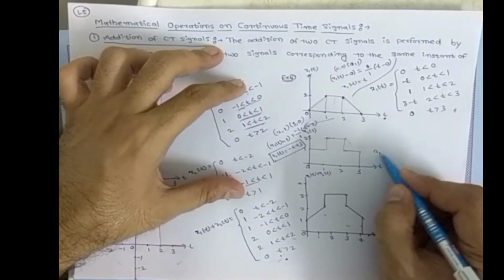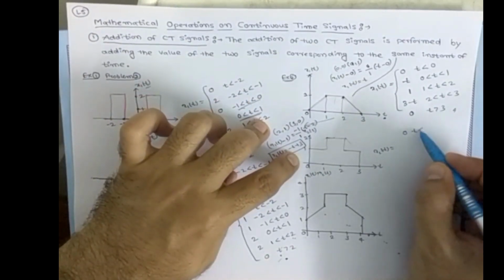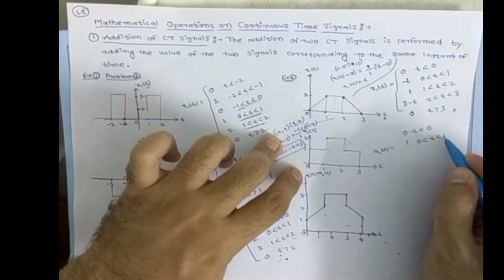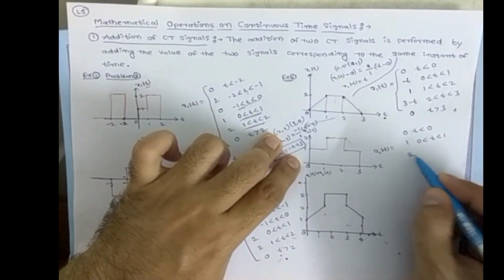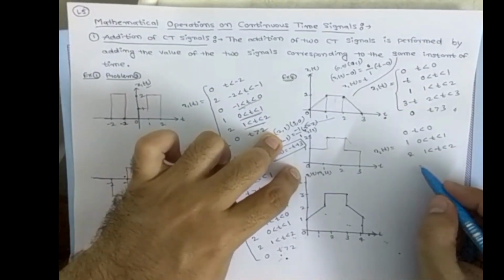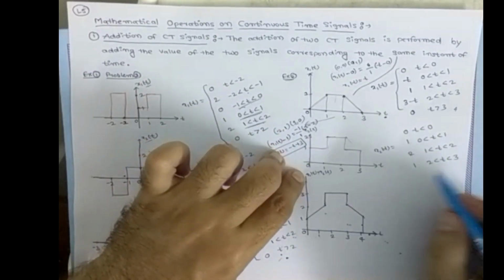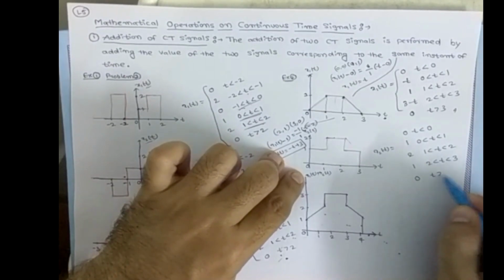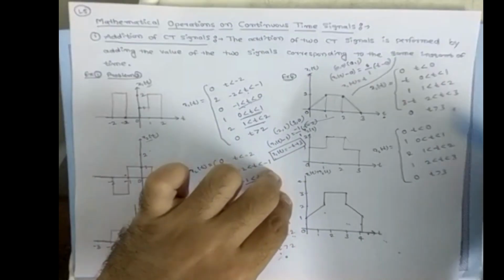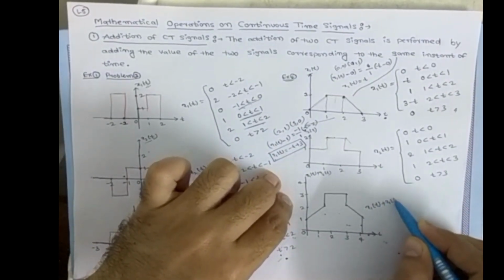Now x2 of t, if you write here: 0 for t less than 0, 1 for 0 less than t less than 1, 2 for 1 less than t less than 2, 1 for 2 less than t less than 3, and 0 for t greater than 3. Now we need to add these two signals, x1 of t plus x2 of t.